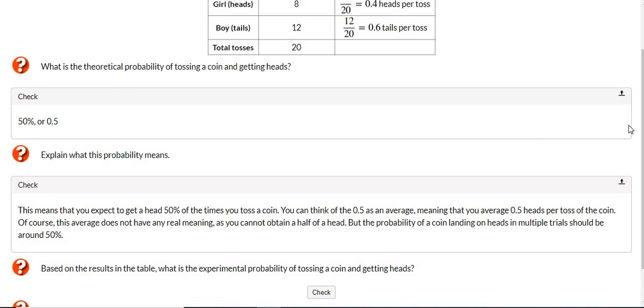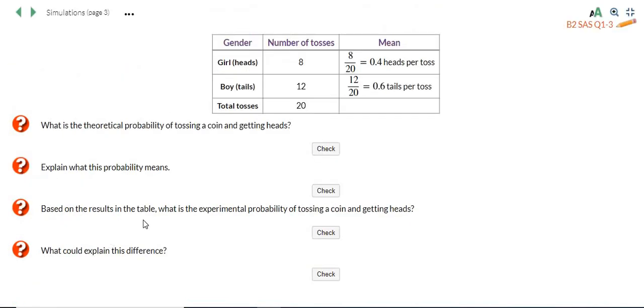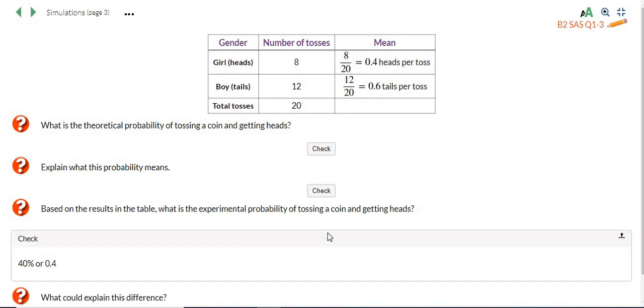Okay. Number 2 says, based on the results in the table, what is the experimental probability of tossing a coin and getting heads? The experiment has happened. So I'm looking at this table for information. We're looking at getting heads, so girls. It's 8 out of 20. So what is my experimental probability? What percent? I got 0.4 is the mean. The percent would then be 40%.